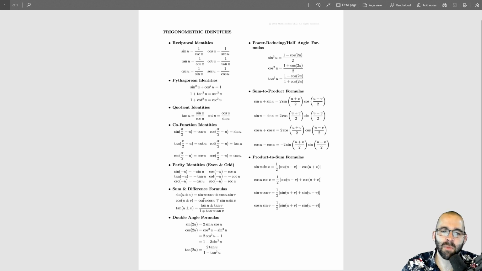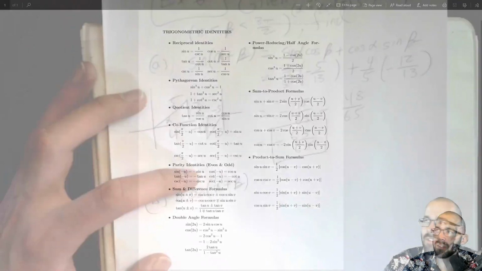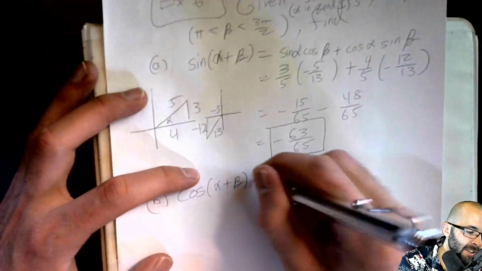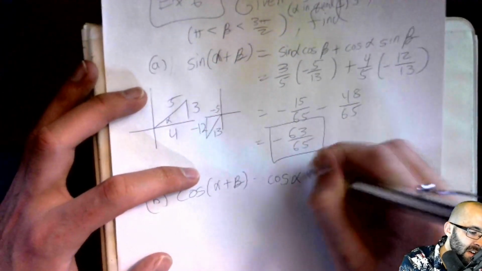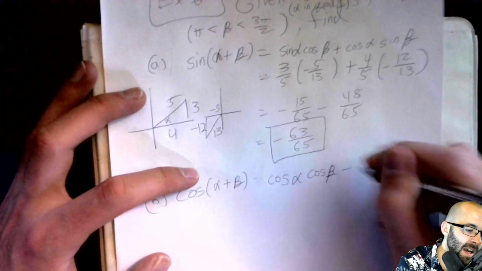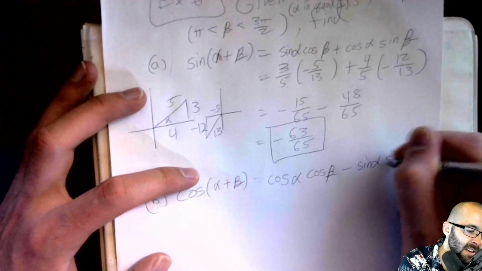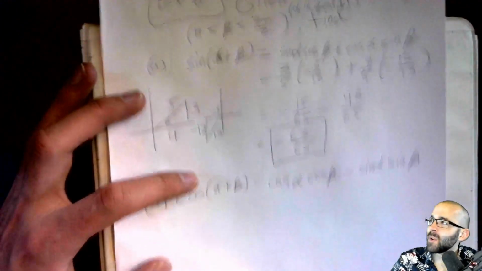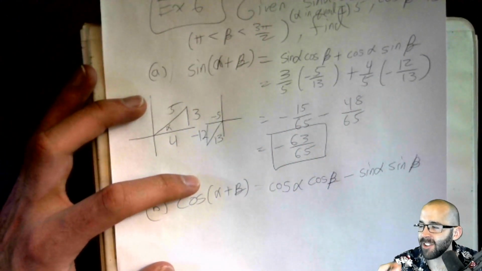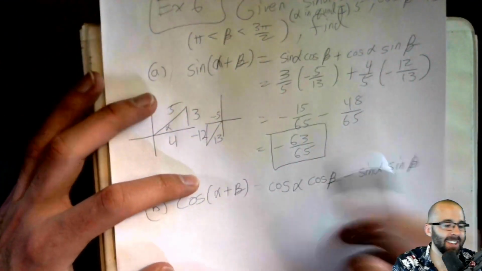Remember, cosine has a plus minus over here, which means a minus plus here. A plus on the inside means a minus on the outside. These are going to have opposite signs. Cosine, the product of their cosines, minus the product of their sines. Okay, so this is going to be cosine of alpha, cosine of beta, minus the sine of alpha, sine of beta.